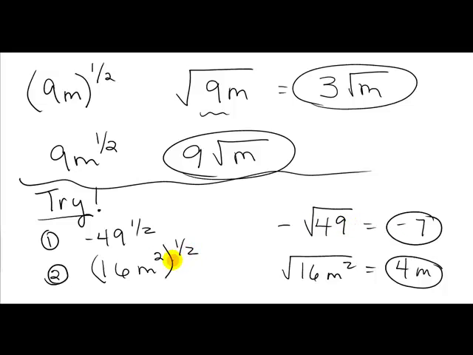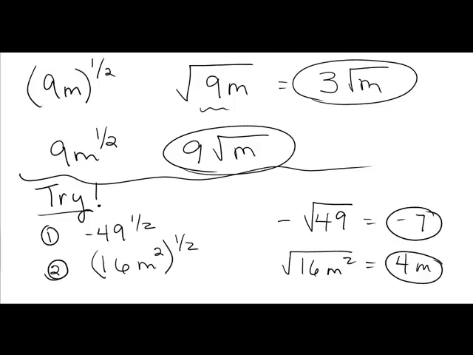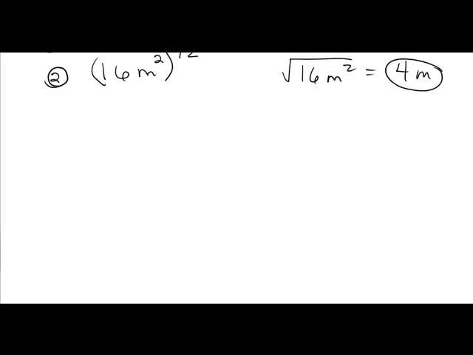Here, because the half is touching the parentheses, everything here goes under our radical, and then we take the square root of both of those. All right, so you want to remember my little picture of the flower.